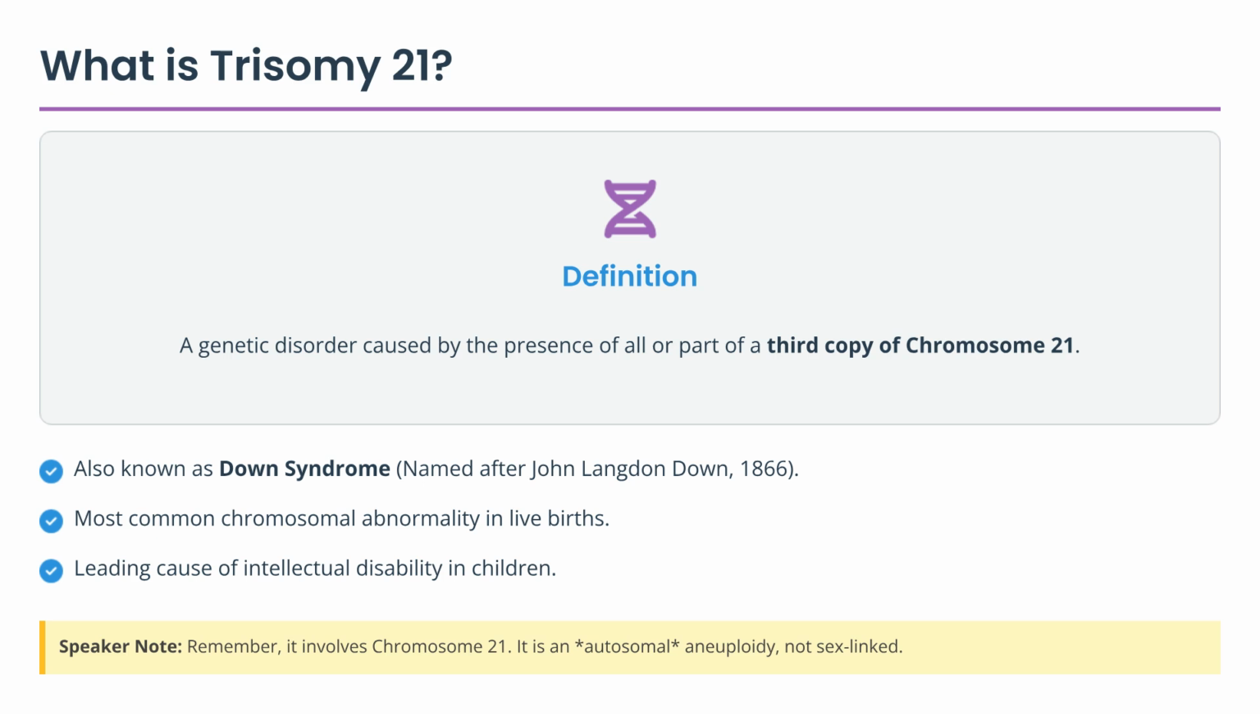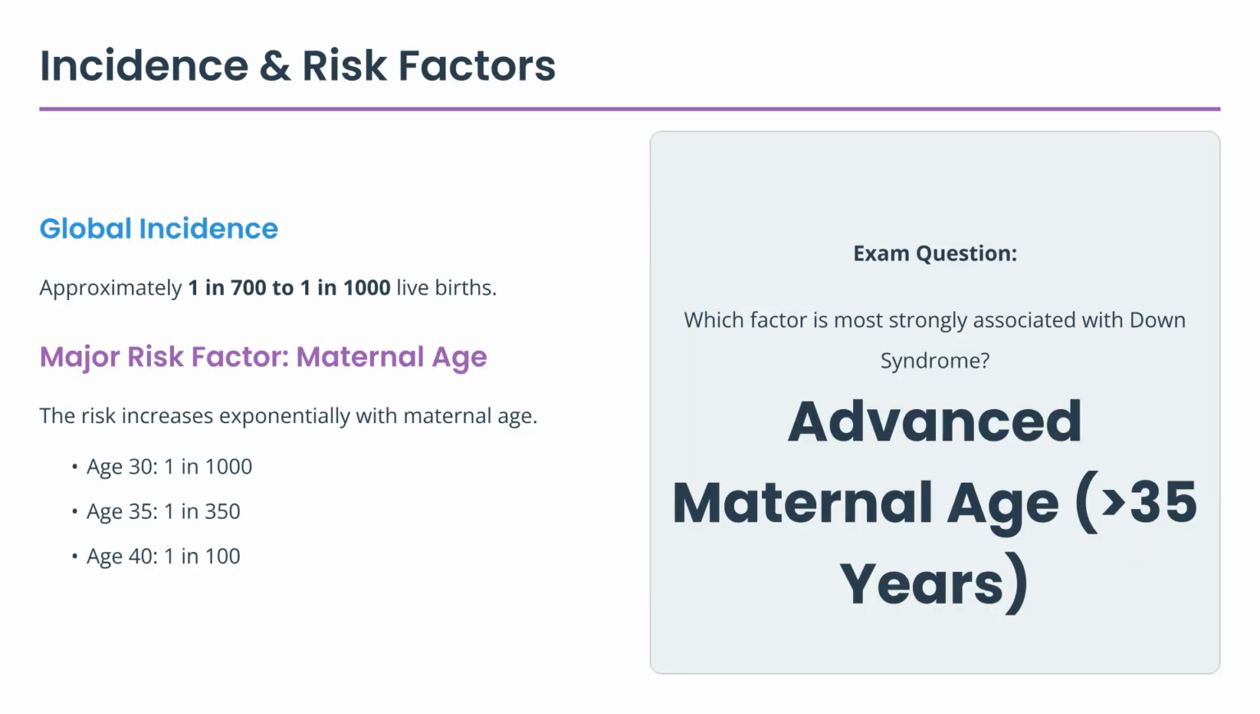Trisomy 21 is a genetic disorder resulting from the presence of all or part of a third copy of chromosome 21. It is the most common chromosomal abnormality and the leading cause of intellectual disability in children. Globally, the incidence is about 1 in 700 to 1 in 1,000 live births. The major risk factor is advanced maternal age, increasing exponentially after age 35.